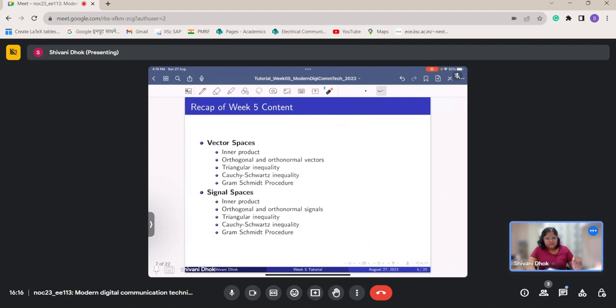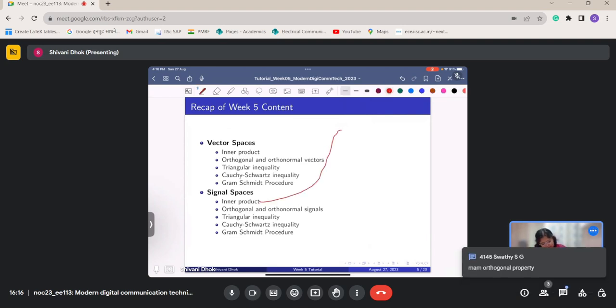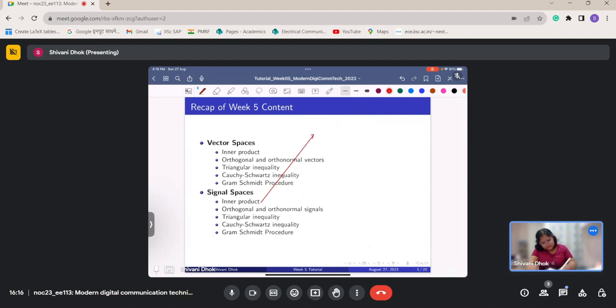After vector spaces, signal spaces were discussed, and it is very similar to vector spaces, and the same properties hold with the signal space also. For the signal space, the inner product is given as x1(t) comma x2(t). This is simple notation, and this is nothing but the integral from minus infinity to infinity of x1(t) x2(t) dt. This is the inner product.